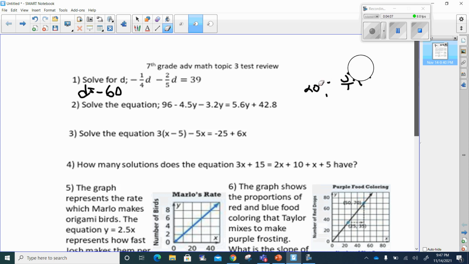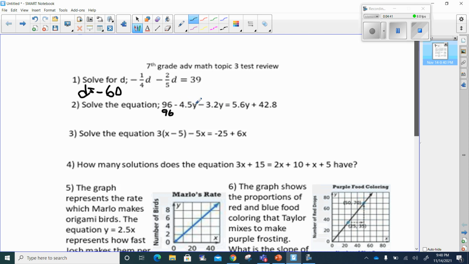Let's go ahead and work number 2 now. Number 2 says, solve the equation. I've got 96 minus 4.5y minus 3.2y equals 5.6y plus 42.8. Wow, that was a mouthful. I can remember that I'm going to combine my like terms again. So 96 is going to come down. I'm not going to do anything with it because there are no numbers to combine it with on this side of the equal sign. But these two are both ending in y to the same power.